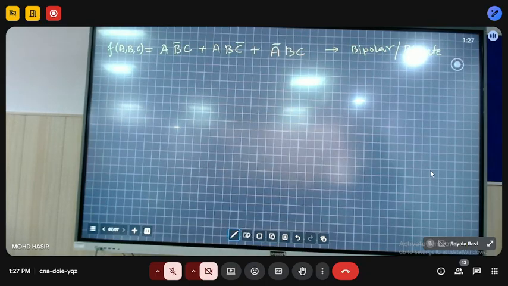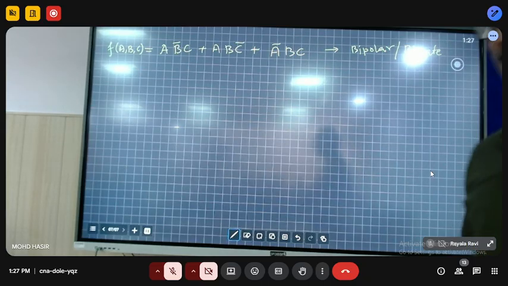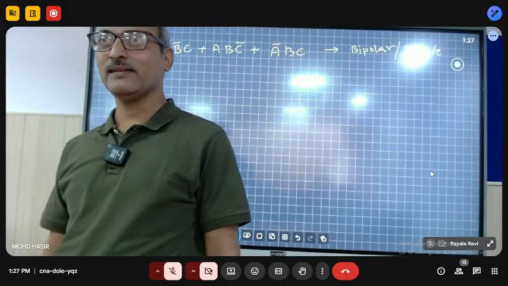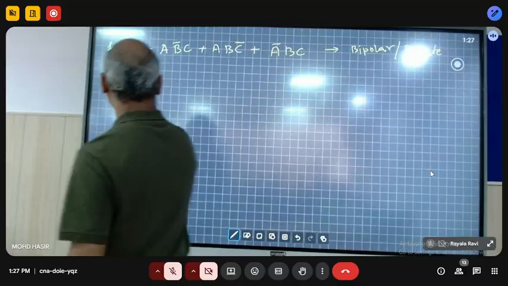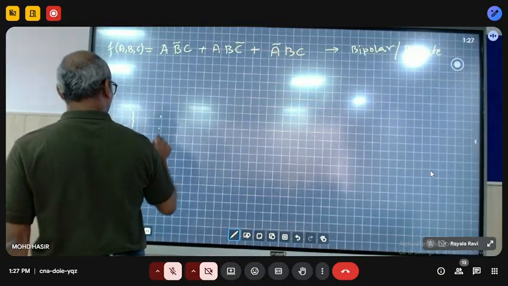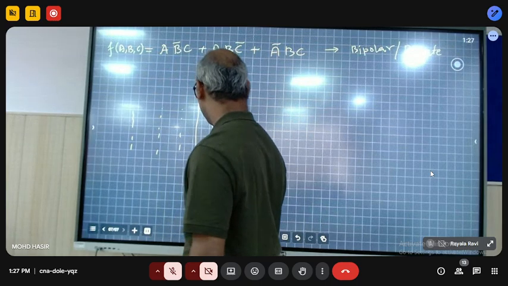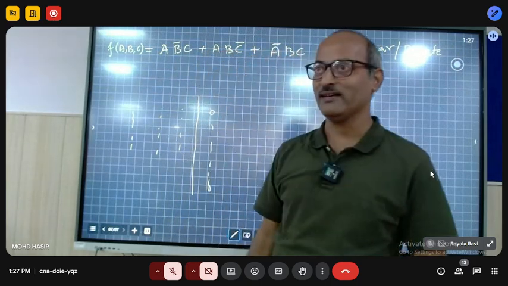ठीक है, तो अब कुछ चीजें हैं जो अंडरलाइन आपको समझनी पड़ेगी. Is it SOP? Sum of product? Okay, maybe 8 possible combinations, and you have got 0 1 0 1 somewhere.